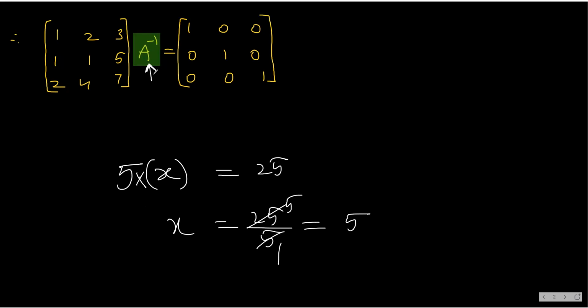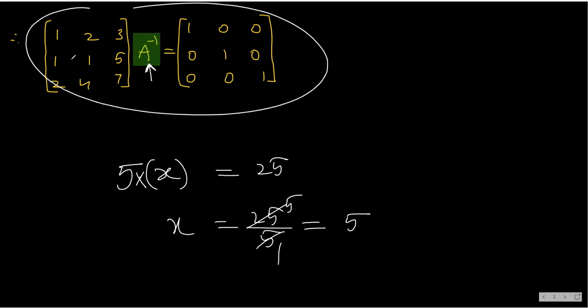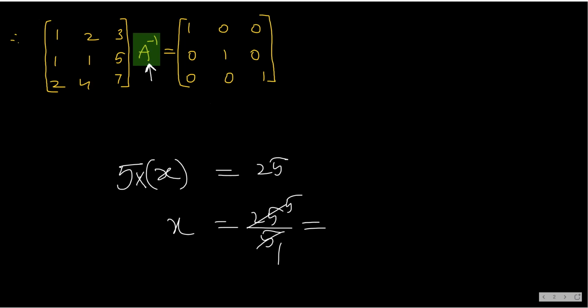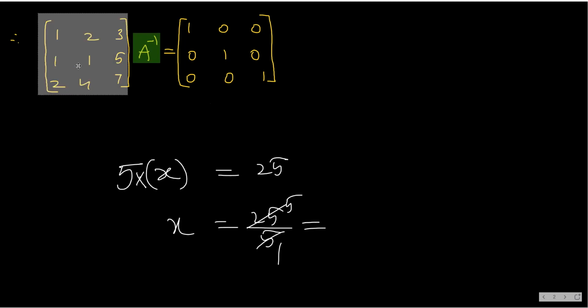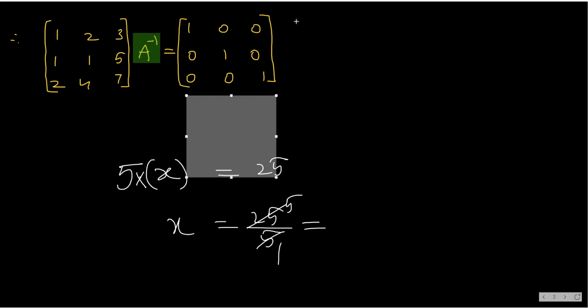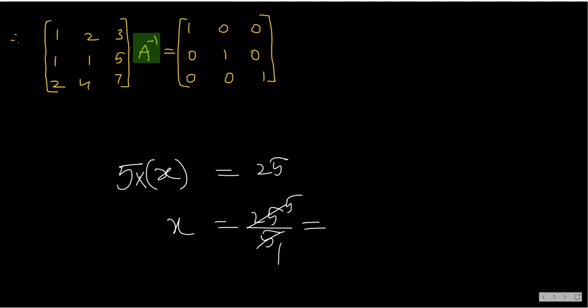But remember, such a thing you cannot do here. You cannot take matrices in the denominator. You cannot say that this matrix is multiplied, so this side I will divide by the matrix. Why? Because a matrix is not a number. You can't write this matrix in the denominator. That is not allowed. You cannot divide by a matrix. I hope you understood. So what is the method?